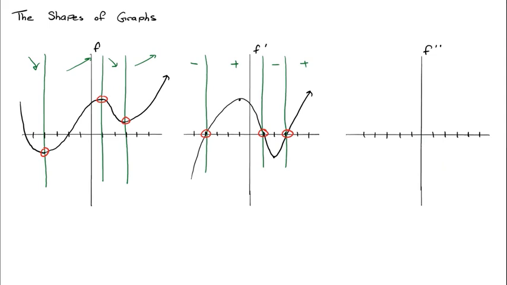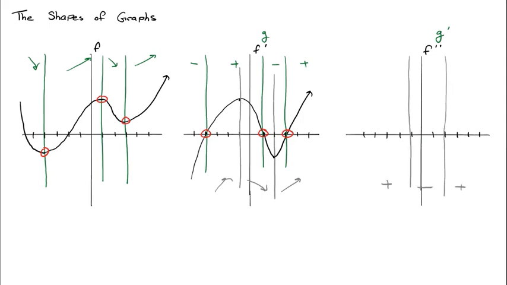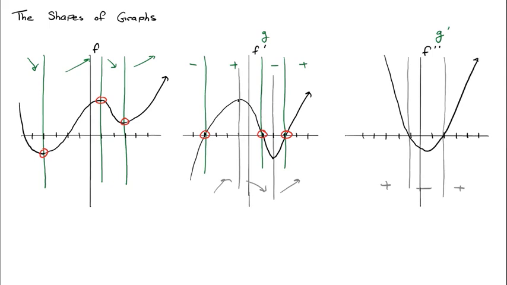I want to do everything I just did again, except in reverse. Think of f prime as our original function and f double prime as the derivative. I'll mark the max and mins of f prime with vertical lines and indicate if f prime is increasing or decreasing. Transfer the lines to f double prime and mark each region as positive or negative. Finally, draw a curve that matches.